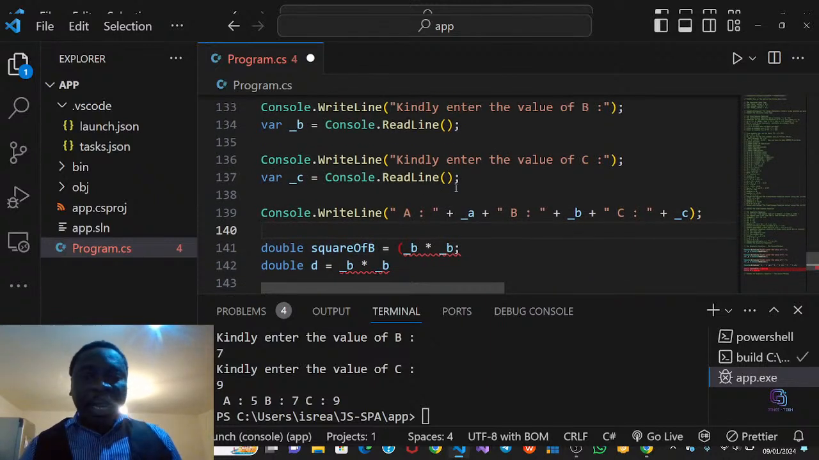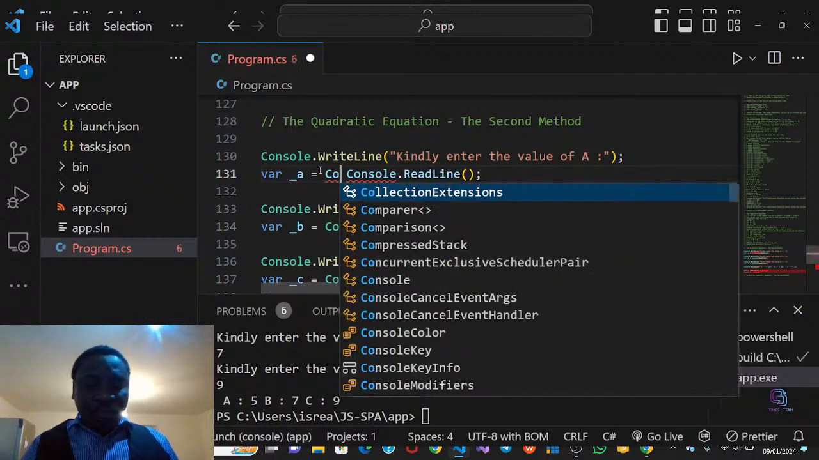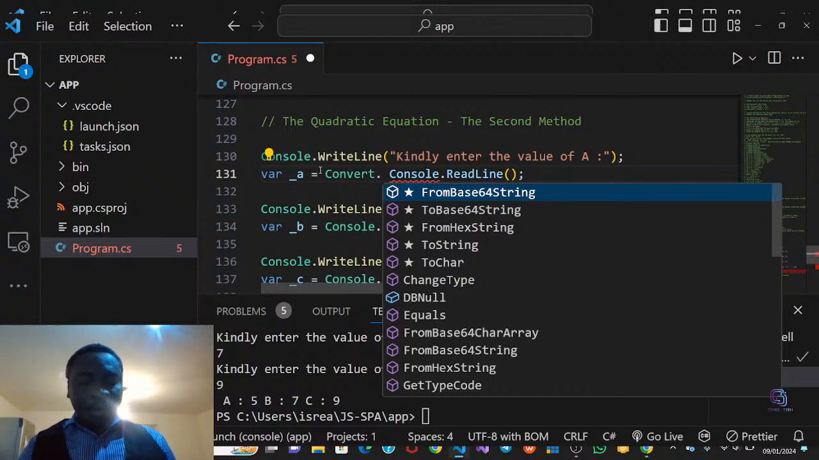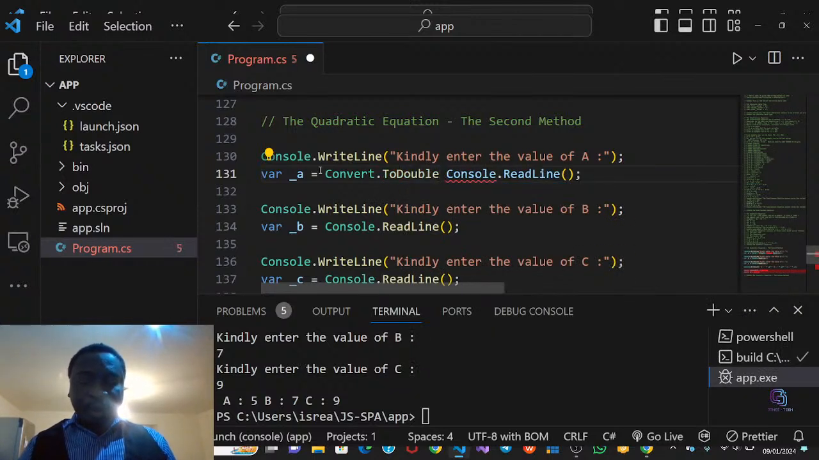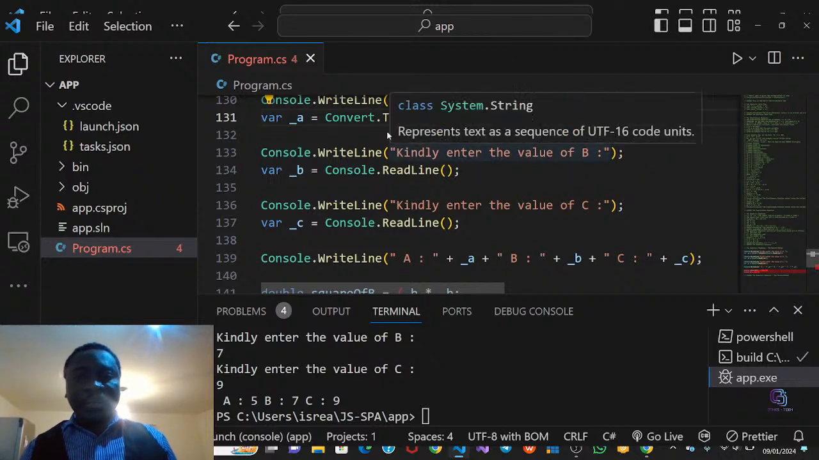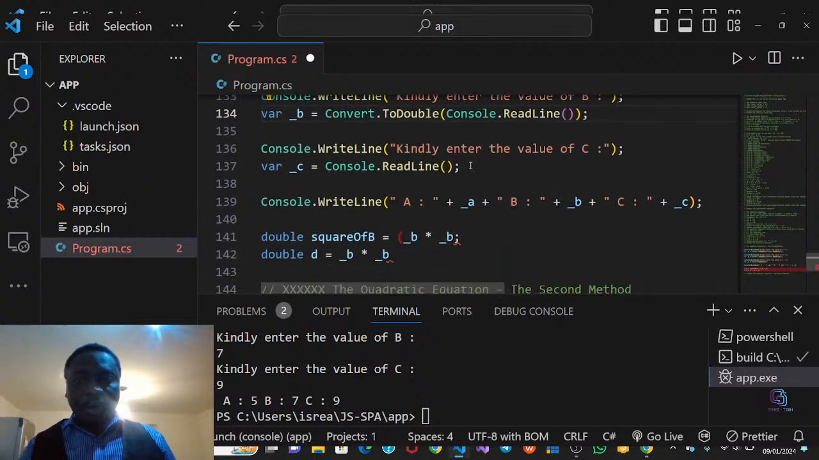So with this, since they are reading this line of A, I can easily convert it using Convert dot ToDouble. Convert to double. So definitely it is a double. Take note of our errors earlier. So we convert it to double, and definitely you start seeing changes. The same way, I'm converting them to double. Why? Because double takes more space. Convert to double.